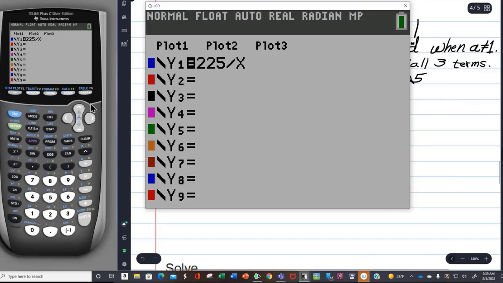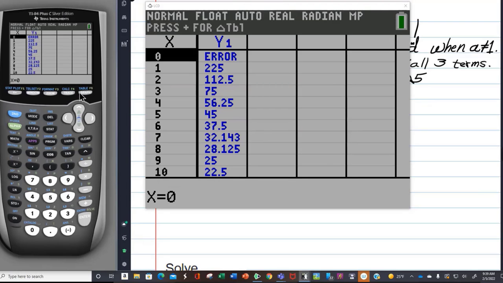Now, I'm not going to hit enter. I'm not going to hit graph because I don't care what it looks like. I'm totally in this for the numbers. So to get numbers, I click on the second key right here where my mouse is going around and around. Click, and then I click on graph. Is that beautiful?